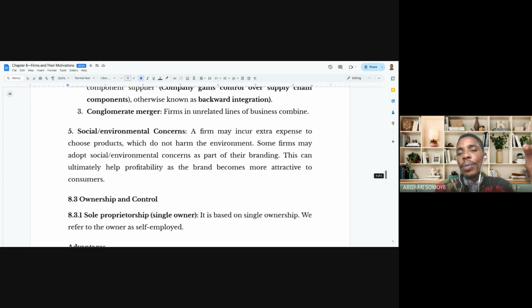So what are the objectives or the motivations of a firm? They want to maximize profit, they like to maximize sales, they would like to maximize growth as much as possible, and maximization of the managerial utility function, or what we call profit satisficing. They want to deal with the problem of profit satisficing so that they can make as much as they can make. And number five, social and environmental concerns.